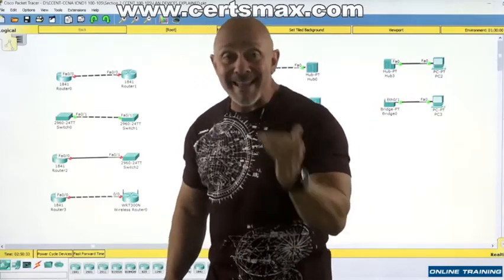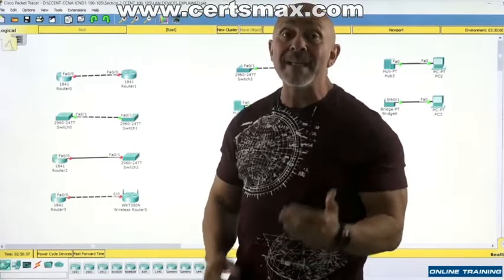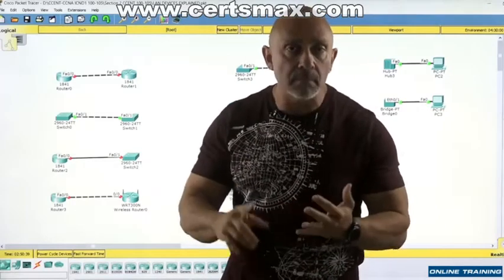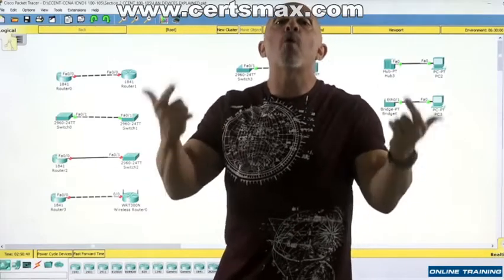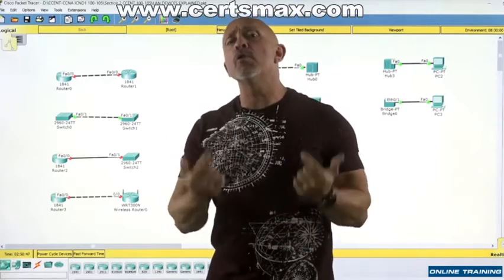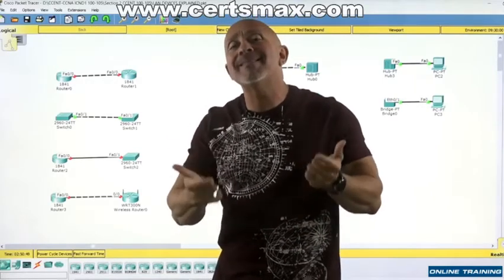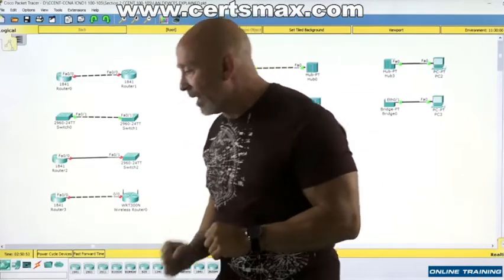Now, the standards defined by the IEEE define what? The cabling, the connectors, protocol rules, and everything else that is required to create an Ethernet LAN. So what we're going to do now, we're going to look at a typical small office, home office LAN. So let me get that lab out.